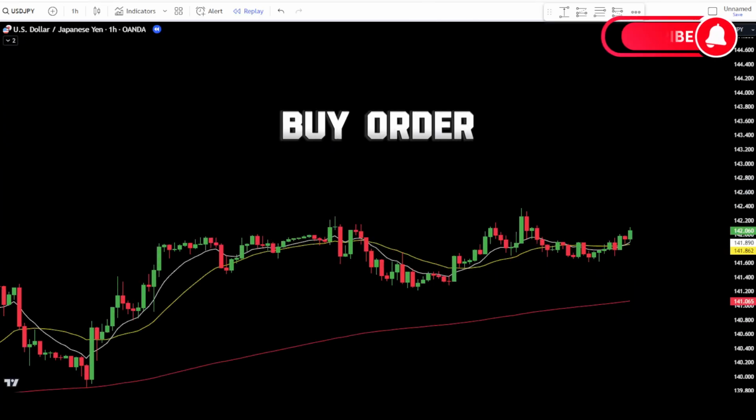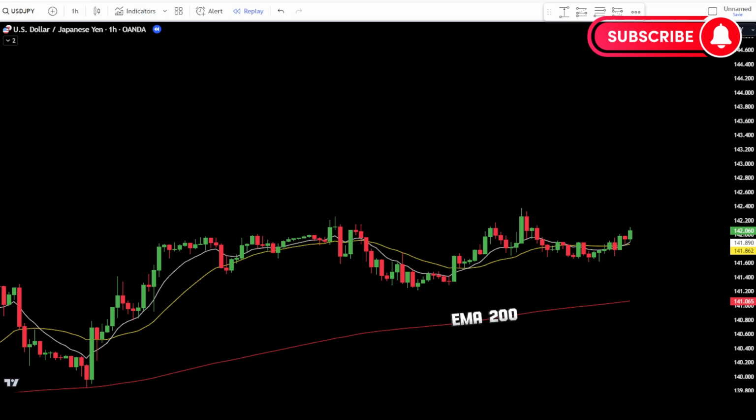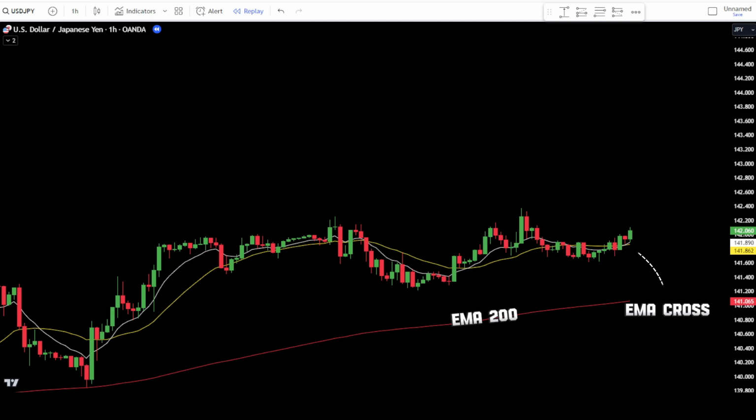How to place a buy order. 1. Ensure that the EMA 10 and WMA lines are above the EMA 200 line. Your main focus is to find the best point to place a buy order. 2. If the EMA 10 line crosses above the WMA line, or in other words, if the EMA 10 line is above the WMA line, it signals to place a buy entry.